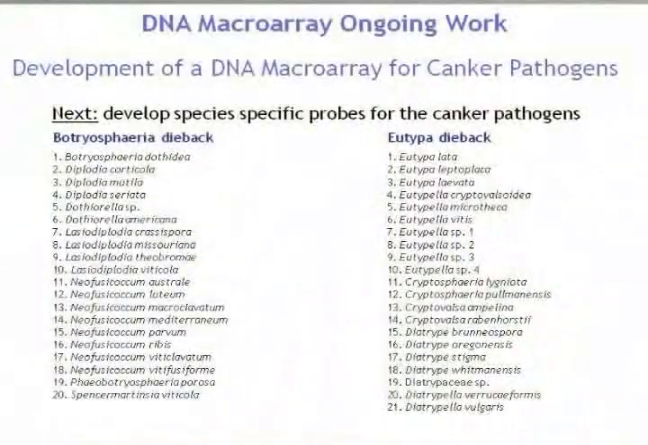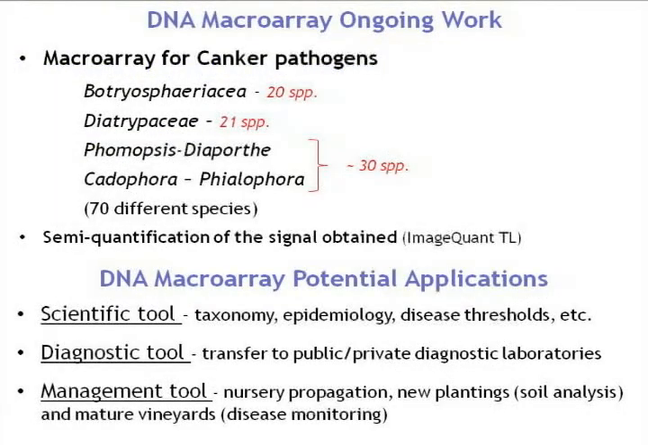Our next step is that we want to produce another membrane or disease macroarray for the diseases causing cankers on grapevine. These are Eutypa and Botryosphaeria species. But as well as those, we also have about another 30 species that include both Phomopsis and Cadophora. So these species all produce cankers, so we'll have about 70 different species represented on this next membrane. And that will be coming shortly.